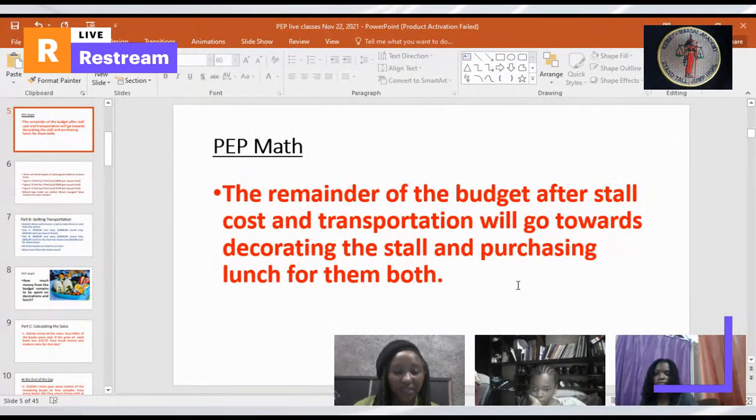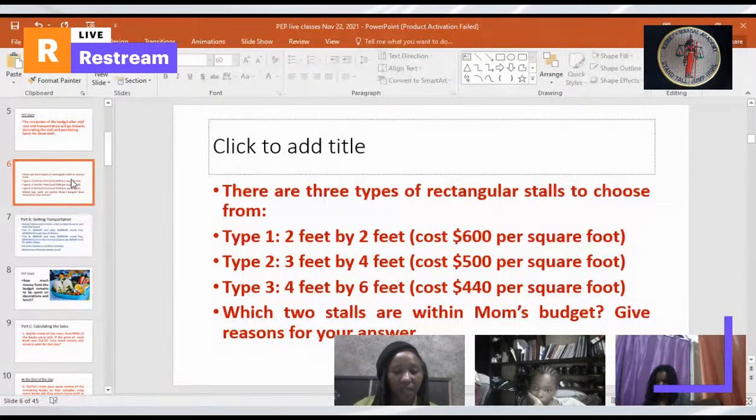All right, back to you, Madison. Please read what's on the screen now. The remainder of the budget after stall cost and transportation will go towards decorating the stall and purchasing lunch for them both. All right. So after she takes out the cost of the stall and the cost of transporting the stuff, she's going to use the rest to decorate the stall and to buy lunch.